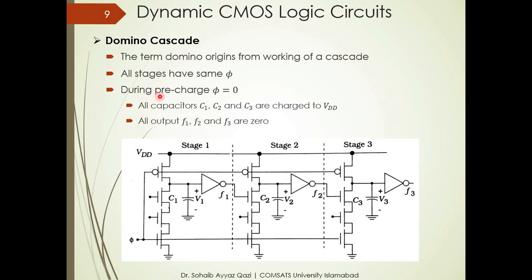During the pre-charge state, when our phi is equal to 0, all these MOSFETs here are turned on. If these MOSFETs are on, the capacitors will be charged to a voltage. So all these capacitors C1, C2 and C3 are charged to our maximum value, that is VDD. And all our outputs, F1, F2, F3, are 0.